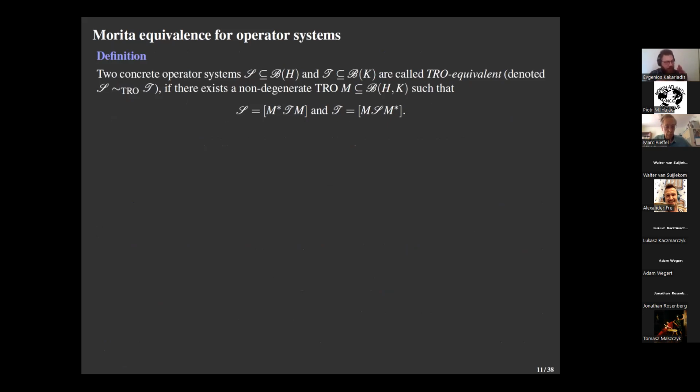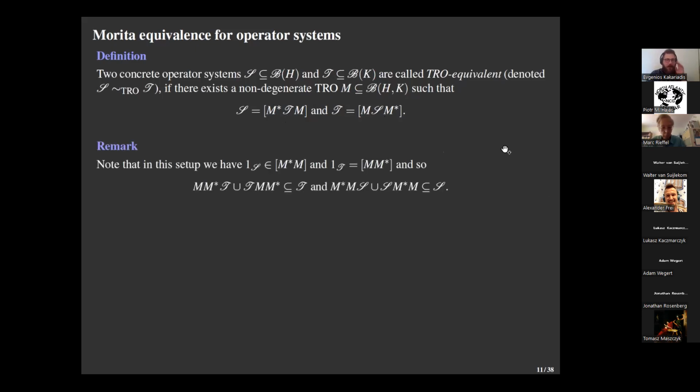Again, there are going to be two levels, multiplied by two. Okay, so bear with me. Two concrete operator systems S and T are called TRO equivalent if you can find a non-degenerate TRO M so that you can write S as M star T M and T as M S M star. Again, the way I see this is some kind of unitary equivalence between S and T by a non-degenerate TRO. And I want a non-degenerate TRO so that I have compatibility of the units. My operator systems come with units, and I do need to account for that.